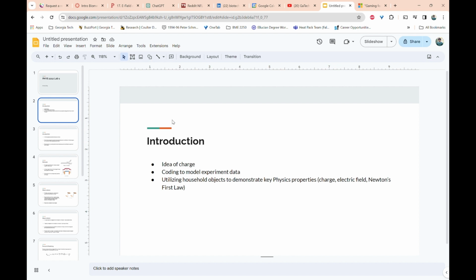First, this lab was a good introduction to understanding the idea of a charge, as well as coding and modeling experimental data. Likewise, another key aspect of this lab was to utilize household objects to demonstrate key physics principles such as charge, electric field, and Newton's first law.